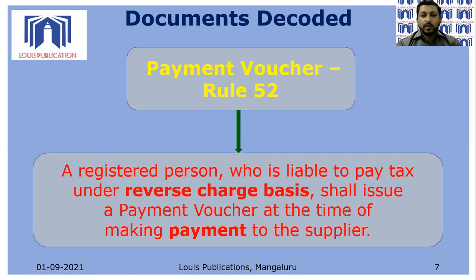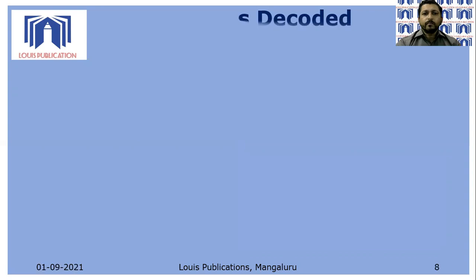So when there is a reverse charge, it is very, very clear that it is the recipient who is registered, and the recipient will issue a payment voucher at the time of making payment to the supplier, indicating that I am going to pay GST under reverse charge basis on behalf of you. Since you are not registered, since you have not collected GST, I will deposit the GST amount instead of you. So a payment voucher is provided by the recipient to the supplier.